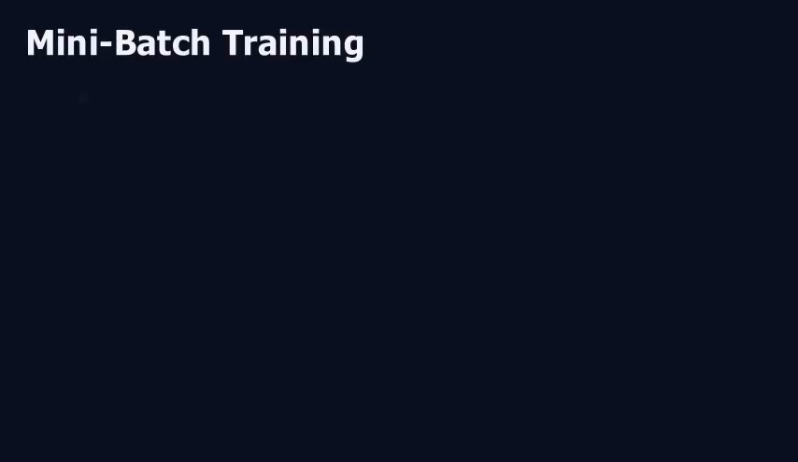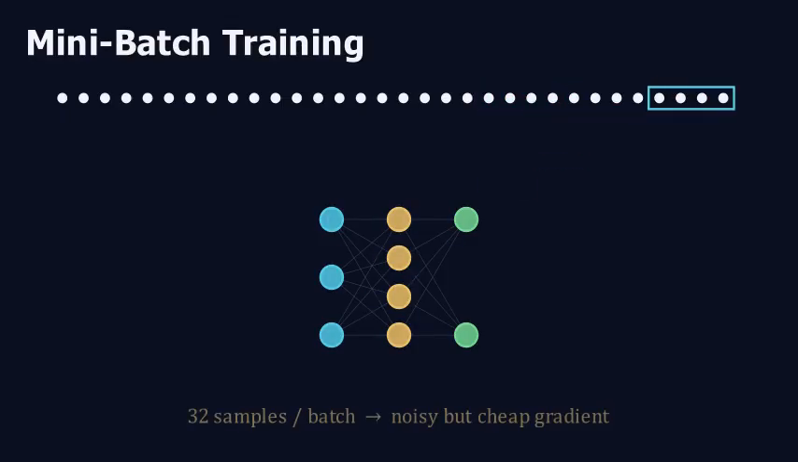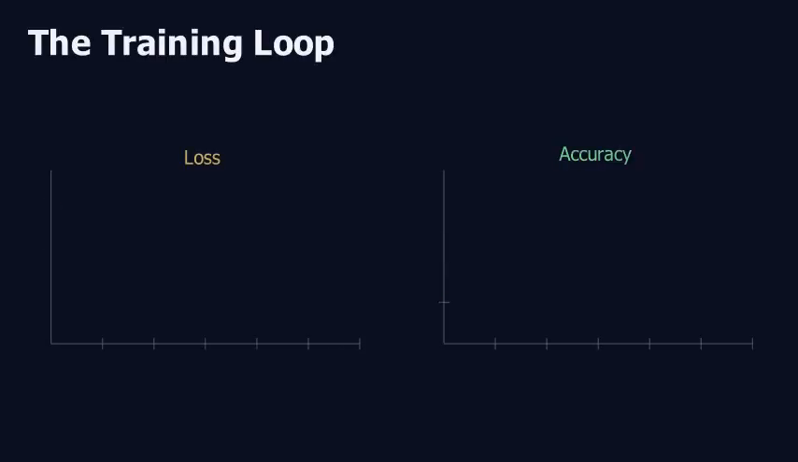We rarely feed all data at once. Instead, we shuffle the training set and feed it in small mini batches, perhaps 32 samples at a time. Each batch produces a noisy estimate of the gradient. That noise is actually helpful. It shakes the optimizer out of bad regions and exposes it to many slices of the data. One pass over the entire training set is called an epoch, and so the training loop begins.